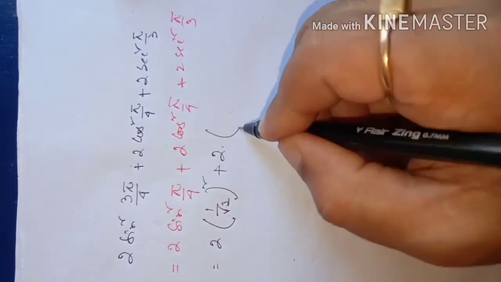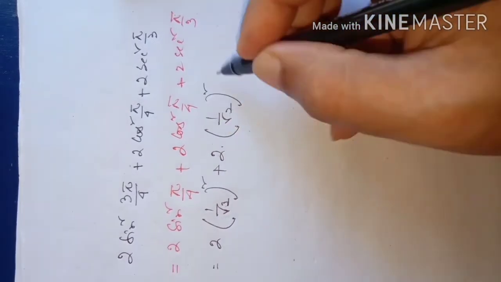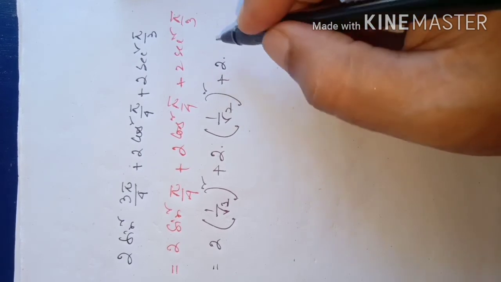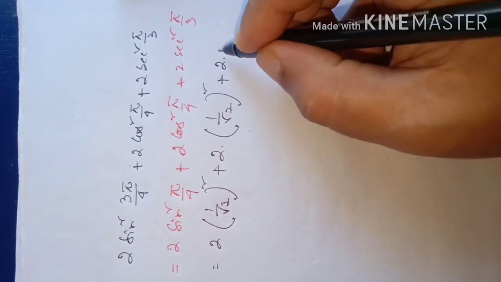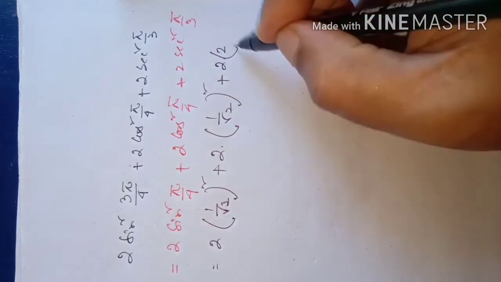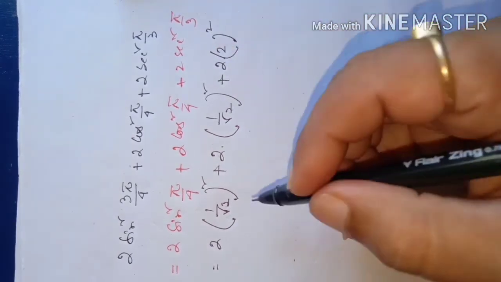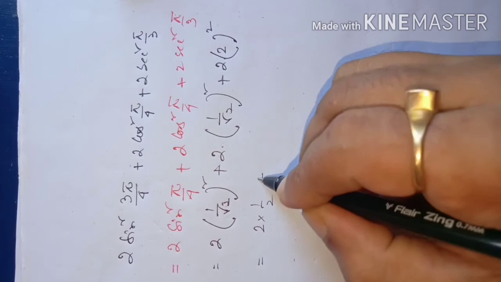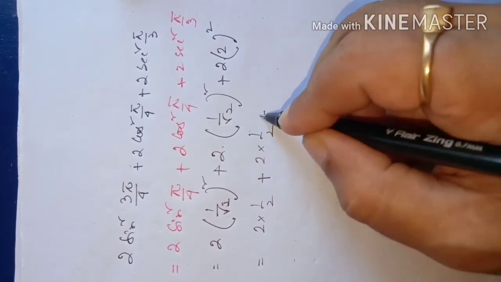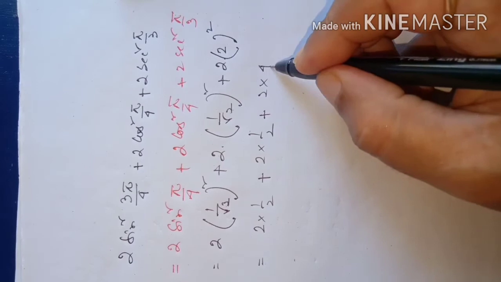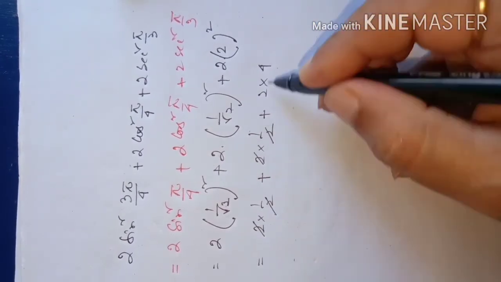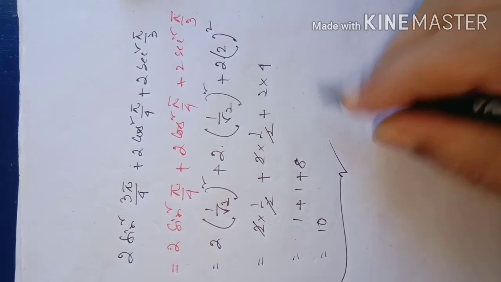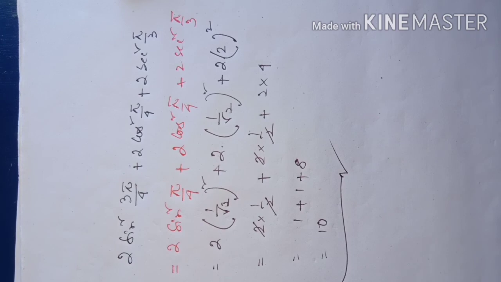plus 2 into 1 by root 2 whole square, plus 2 into sec pi by 3. Pi by 3 is 60 degree, sec 60 is 2, whole square. So that is 1 by 2 now: 2 into 1 by 2, plus 2 into 1 by 2, plus 2 into 2 square, 2 square is 4. This will get cancelled, this will get cancelled. So it will be 1 plus 1 plus 8, that is equal to 10. Hence verified. Okay, dear students, let's go to another question.